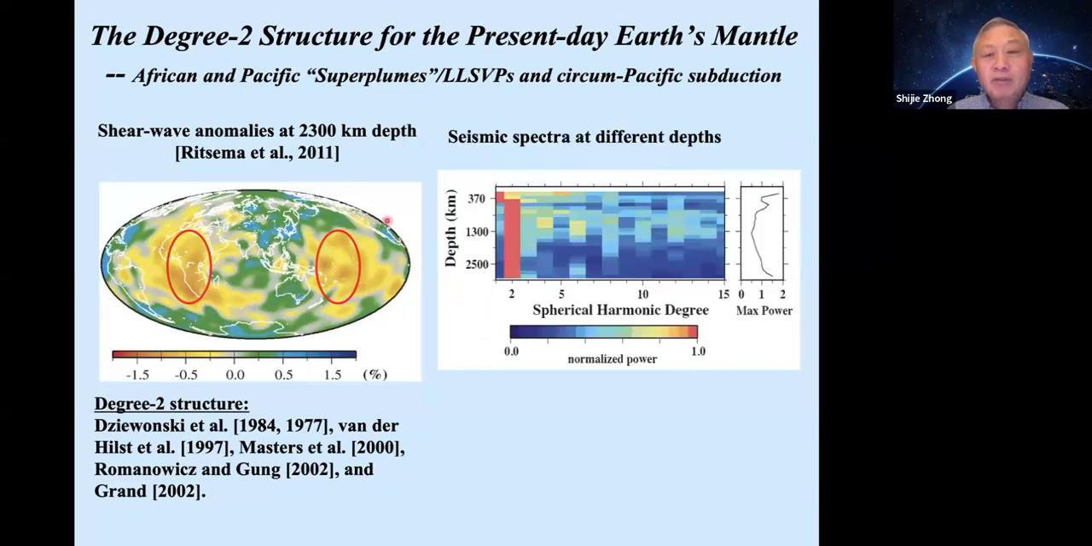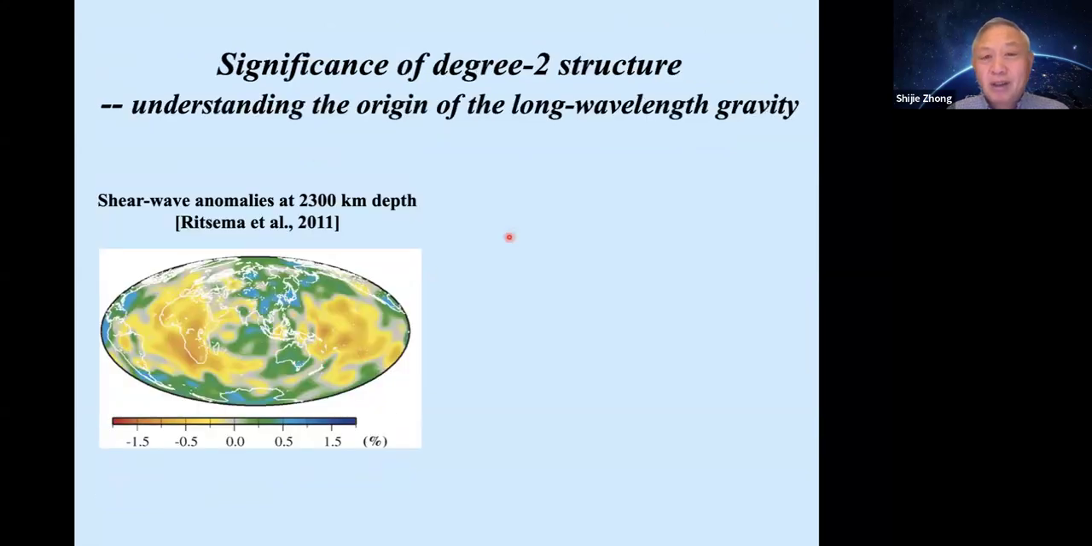Now, if we take the seismic tomography and do a spectrum analysis, what you see here is depth versus spherical harmonic degree. The color shows how important the structure is. Throughout the Earth's mantle for present-day Earth, degree 2 is the strongest structure, which is the red all the way, except near the very surface, where you see some degree 1 features. So seismic tomography suggests that degree 2 is the most important structure for the Earth today.